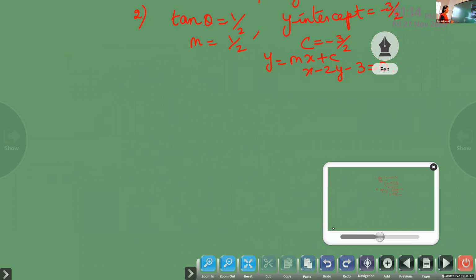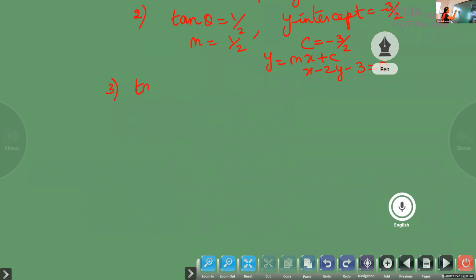Next one. Find the equation of the line for which tan theta is equal to 1/2 and x-intercept is 4. X-intercept is given and tan theta is 1/2. So what is the formula?